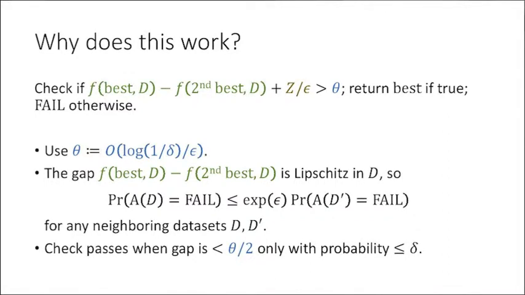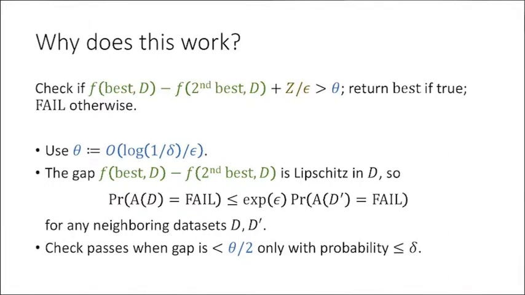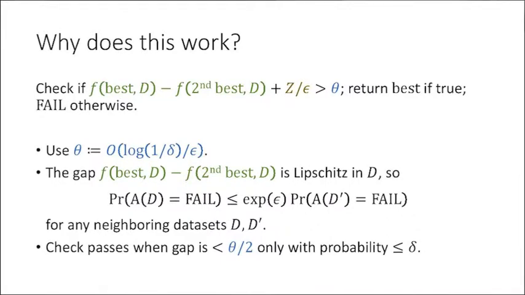And therefore, if somehow the gap is, sorry, you overestimate the gap. So let's say the gap was less than theta over 2. You're only going to overestimate it and say that it's bigger than theta over 2 with some small probability delta in that case.